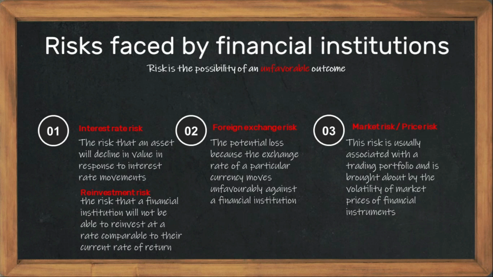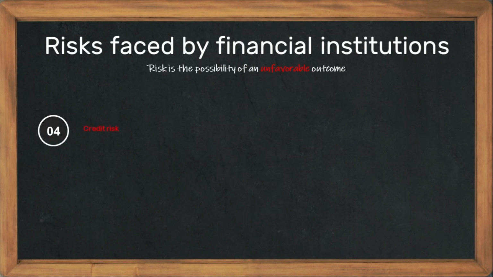Then we have credit risk. This is the possibility of loss due to a borrower's inability to pay its loan. Since financial institutions shoulder the risk of default when they extend loans to their clients, this risk is very common among them. This is the reason why creditworthiness must be established prior to granting loans.